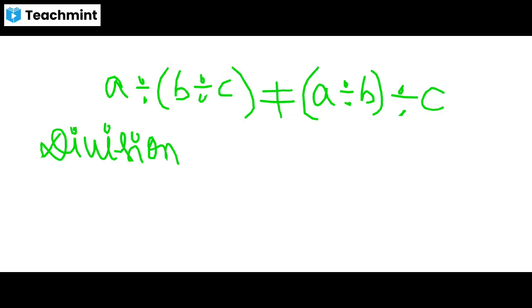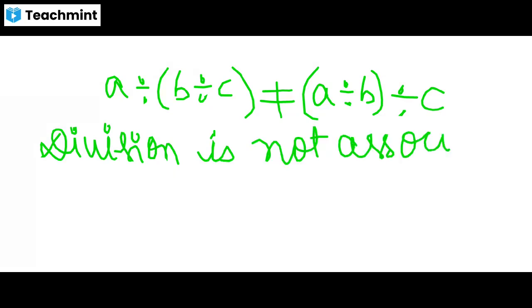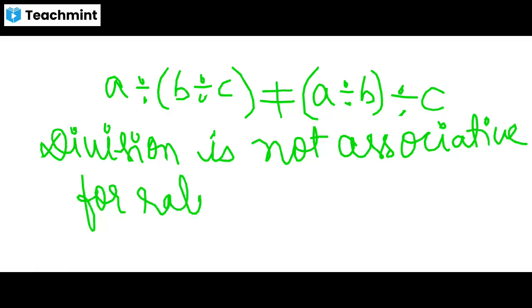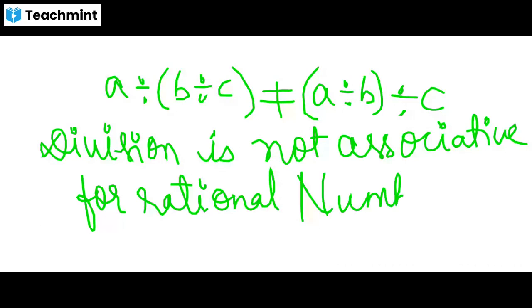Division is not associative for rational numbers. Understood, children? So these are some of the most important properties you will get in rational numbers. So whenever a rational number is given, you should identify what property is used in that.